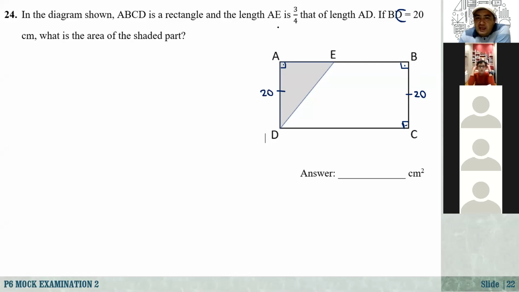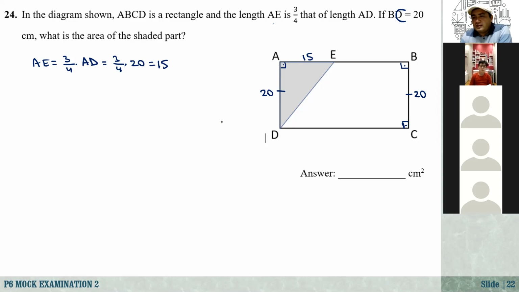Now also it says that AE is 3/4 that of length AD. So here we have AE is equal to 3/4 of the length of AD. Do we know AD? Yes, it is equal to 20, so 20 over 4, which is 5, times 3 is equal to 15. So the length of AE is 15 centimeters. Now, what is the question? What is the area of the shaded part? And what is the shaded part?